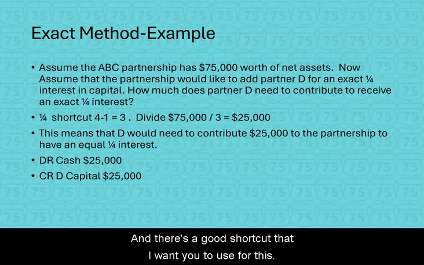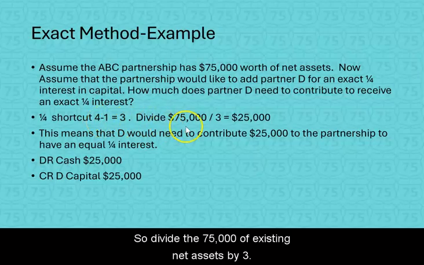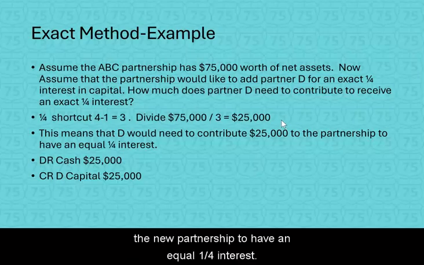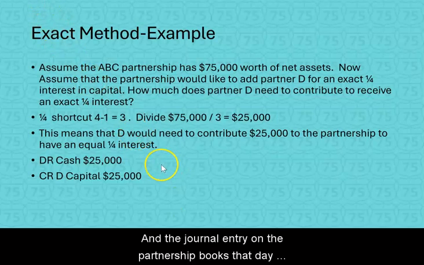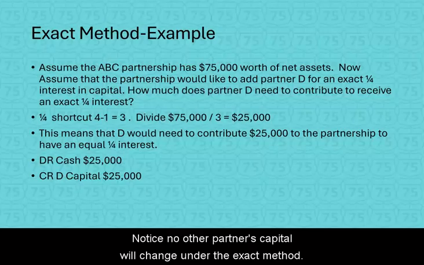And there's a good shortcut that I want you to use for this. If you want to know a 1/4 interest, subtract 1 from 4. 4 minus 1 equals 3. So divide the 75,000 of existing net assets by 3. And partner D needs to contribute exactly $25,000 to the new partnership to have an equal 1/4 interest. And the journal entry on the partnership books that day would be debit cash $25,000, credit D capital $25,000. Notice no other partner's capital will change under the exact method.